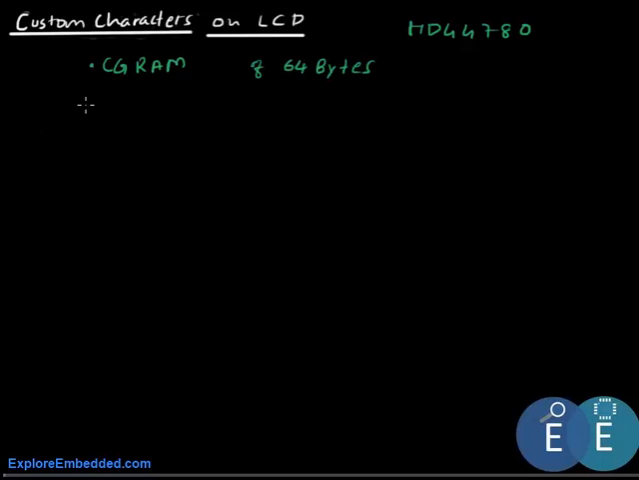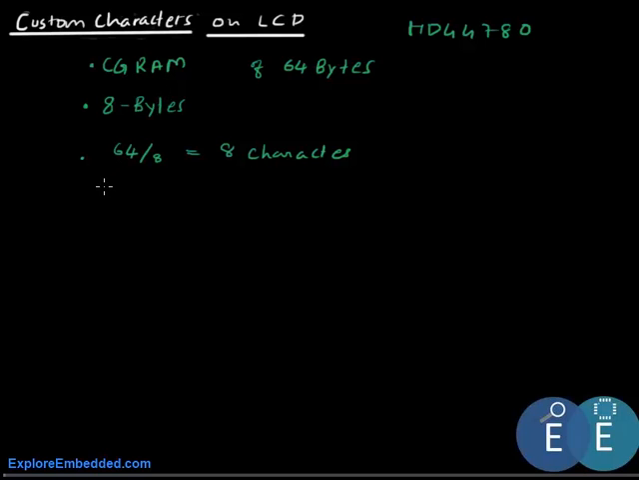Now each custom character requires 8 bytes. So as you could calculate, 64 bytes divided by 8 bytes per character gives us the number of characters to be 8. So we have 64 bytes of CG RAM, and each custom character takes 8 bytes, and thus we can store 8 characters in the CG RAM.